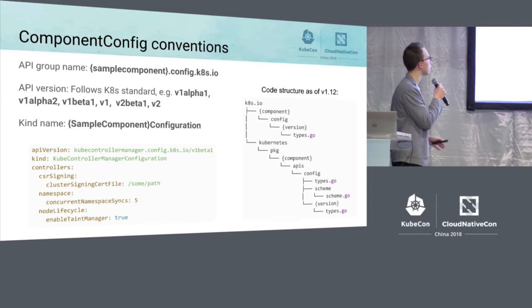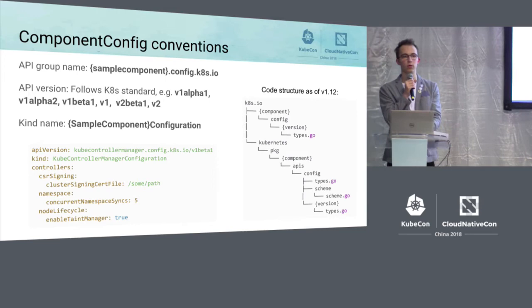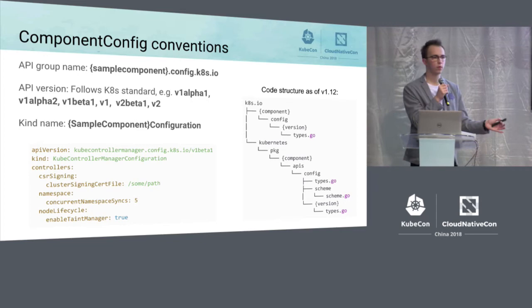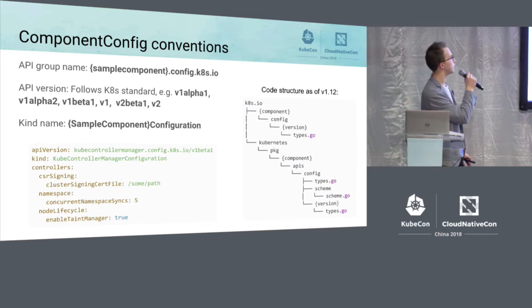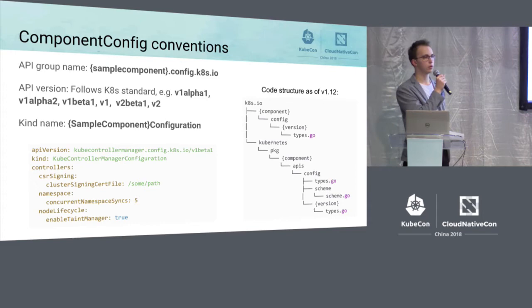And here we have the example again. The API group, as said, should be the component's name .config.k8s.io. If you implement your own component, you can have whatever you want. But for these Kubernetes-specific ones, that is the pattern. And then the API versions should work like any other API version. Here's an example, some example values. And the kind name should be written like in the example here.